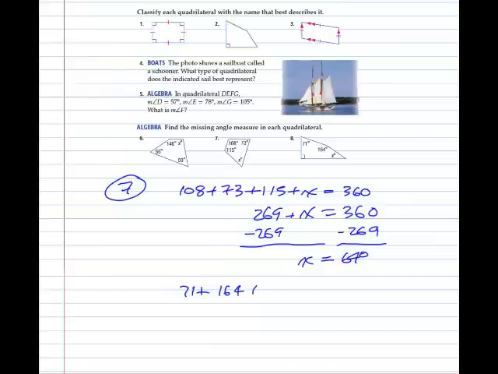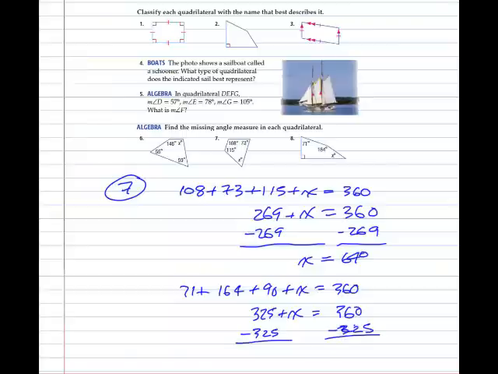Number 8, 71 plus 164 plus 90 plus X equals 360. Combine like terms, 325 plus X equals 360. Undo the addition with subtraction. Subtract 325 from both sides. X equals 35. Let's go back and check this one.